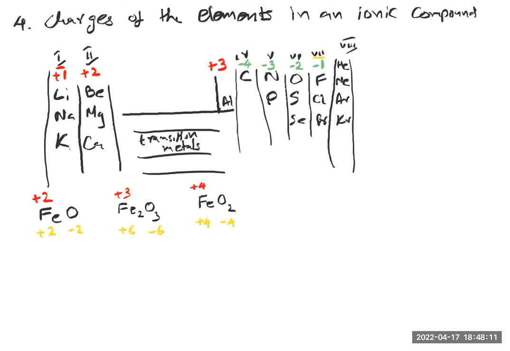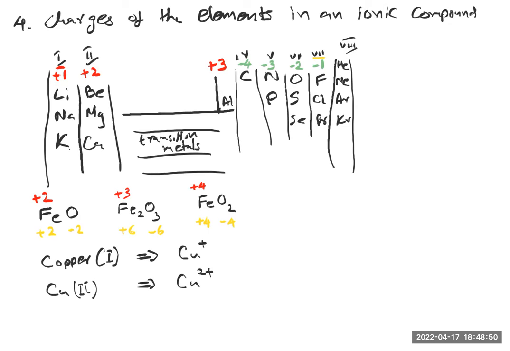Also, in some cases you will get information like copper within parentheses 1. If we have this, what this means is we have copper 1+ ions. Sometimes we might have copper within parentheses 2. This means we have copper 2+ ions. All right, so that is about how to determine the charges of the elements in an ionic compound.